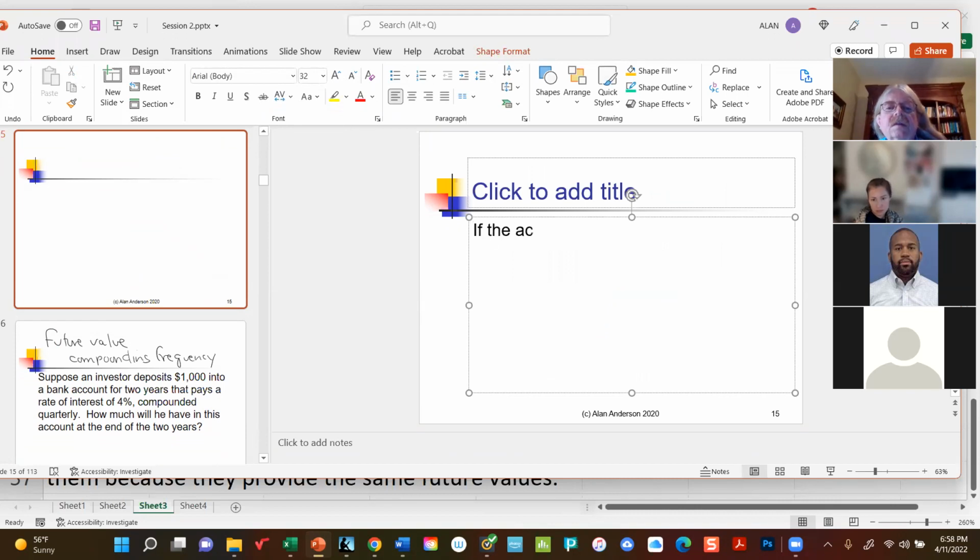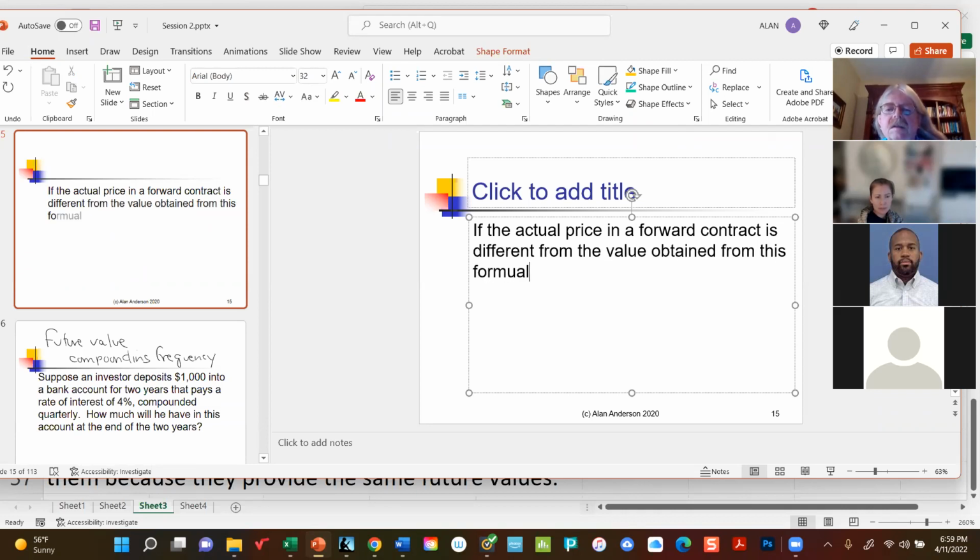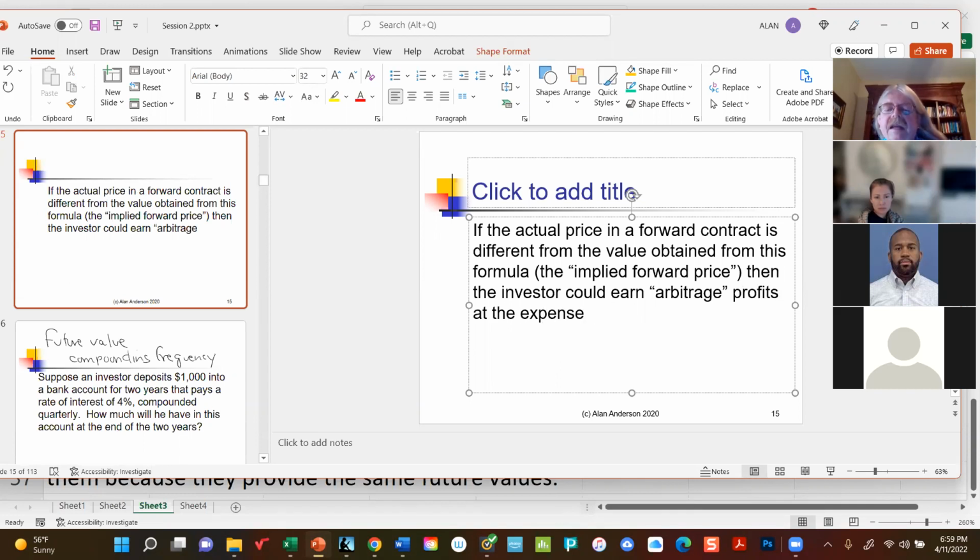the actual price in a forward contract is different from the value obtained from this formula, and we'll call that the implied forward price, then the investor could earn what are called arbitrage profits at the expense of the counterparty to the contract. Now, we're going to see a lot of examples of this as we go along.